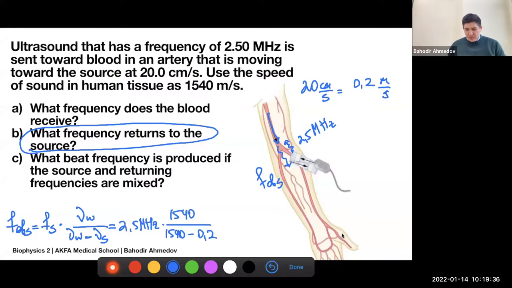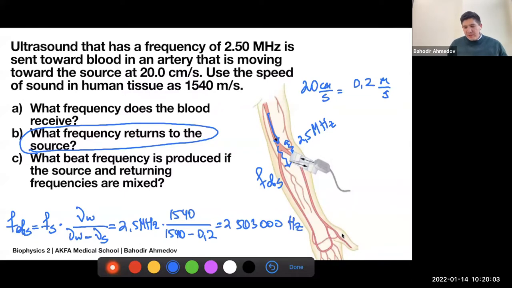Okay, let's calculate this. So 1,540 divided by 1,538, and I have to multiply this by 2.5. It's going to be 2.503, so 2,503,000 hertz.